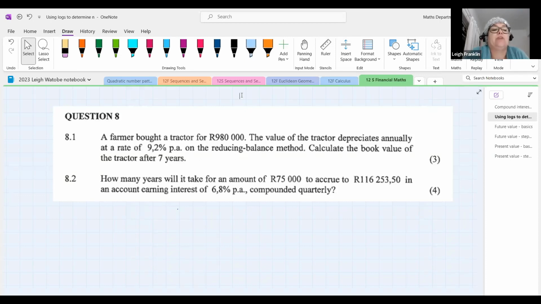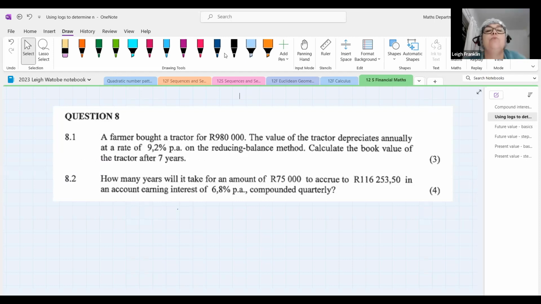8.1 and 8.2. Okay, so in 8.1, it says a farmer bought a tractor for 980,000. The value of the tractor depreciates annually at a rate of 9.2% per annum on the reducing balance method. Calculate the book value of the tractor after 7 years. Okay, so that kind of ties together what we were talking about on Tuesday. 8.2 says, how many years will it take for an amount of 75,000 to accrue to this in an account earning interest compounded quarterly?